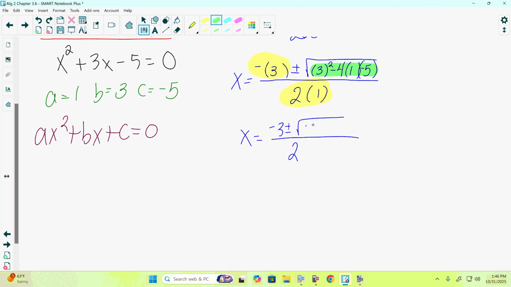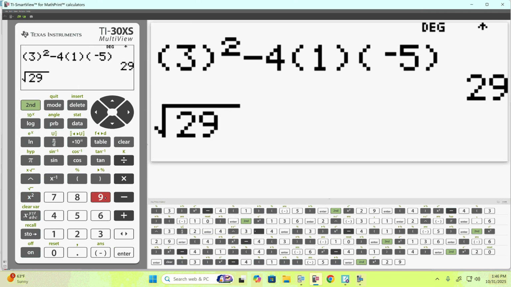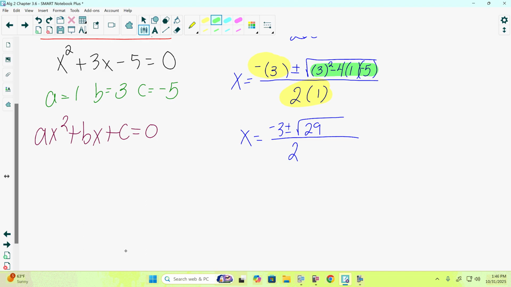So it tells us that what's inside the radical is indeed positive 29. So we have the square root of 29. Which means at this point we can tell the 30XS, hey, can the square root of 29 reduce? Is it possible to reduce it into a simpler radical form? And it tells us that the square root of 29 is the square root of 29. It does not reduce.